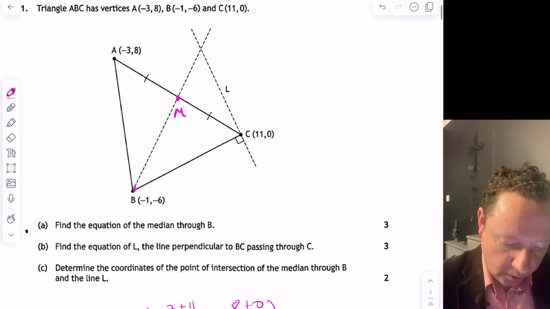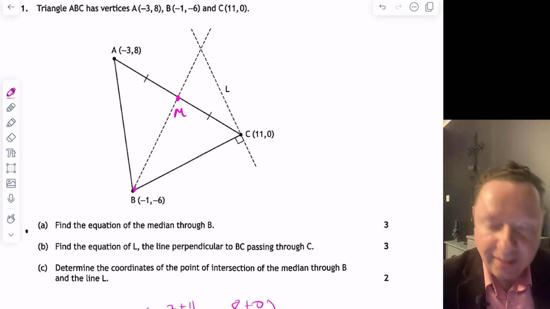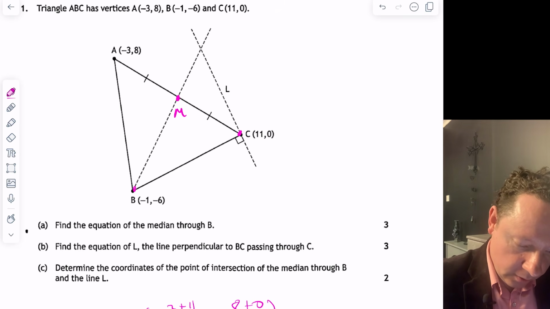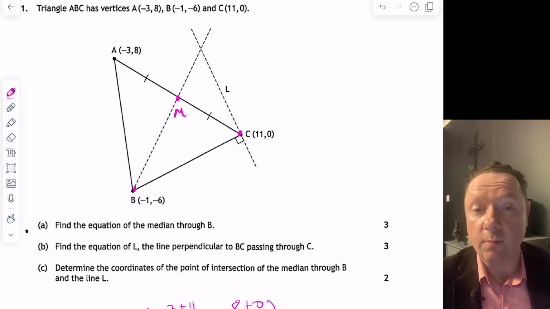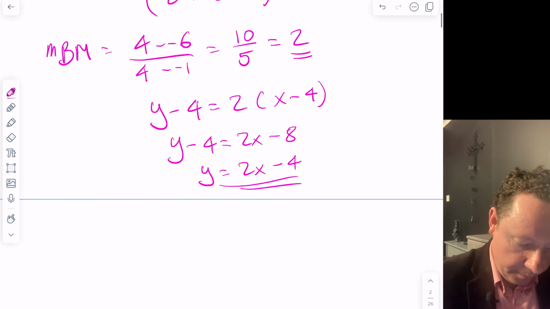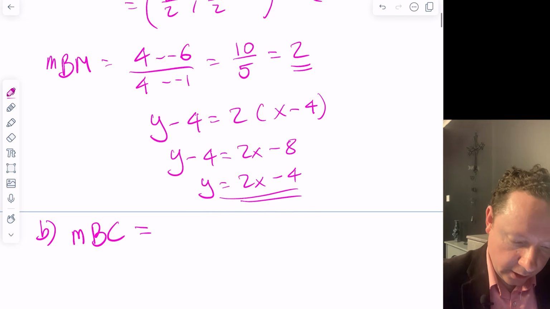Part B says, find the equation of L, the line perpendicular to BC passing through C. So there is C there. So there we need the gradient of BC, because we're going to use m1 m2 equals minus 1, and then we'll just use the point C. So for part B, we need the gradient of B and C. So let's just check our points.